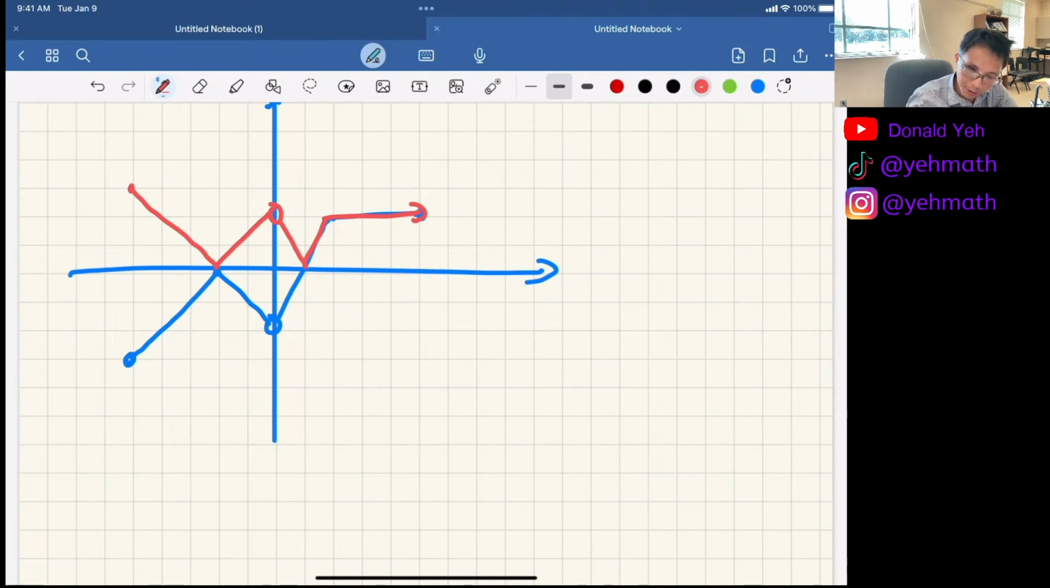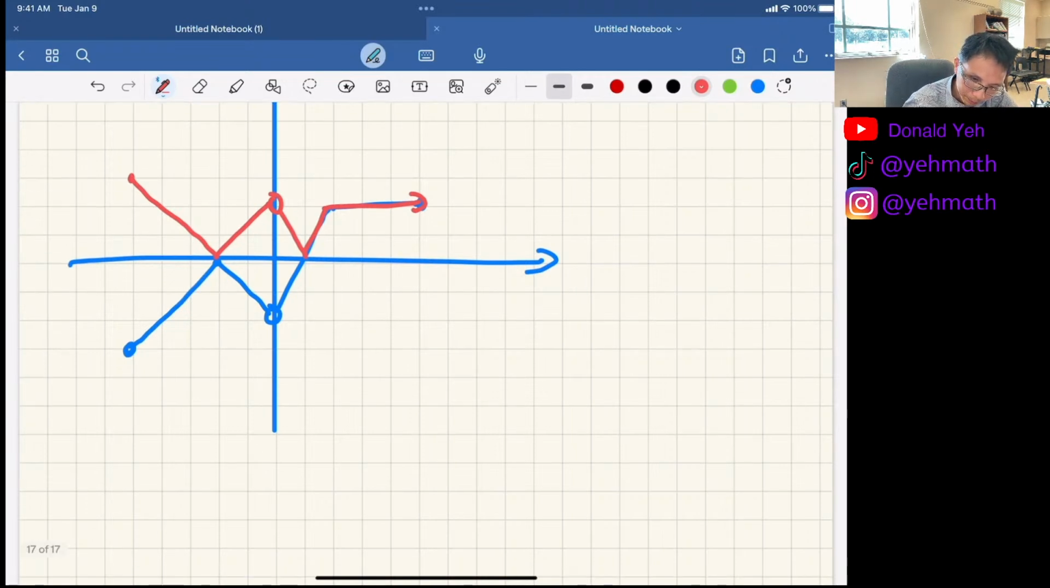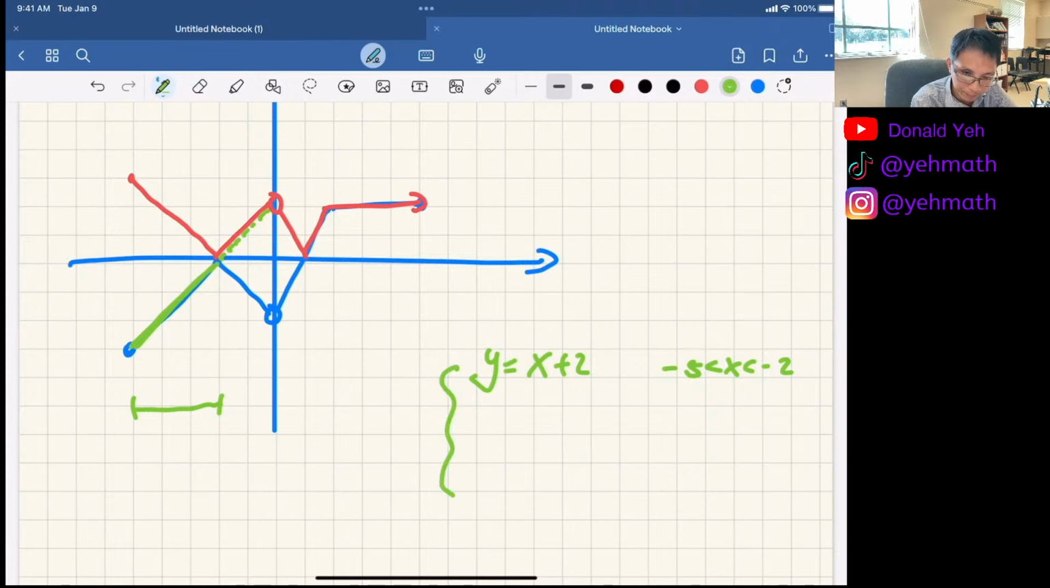So first of all, I'm going to represent this line. This line here, if you extend it, is going to go to here. So that's going to be y equals x plus 2. Now you have to write down the restriction, because the restriction is from this part to this part. So it's going to be -5 less than x less than -2. That's the first part of the piecewise function.